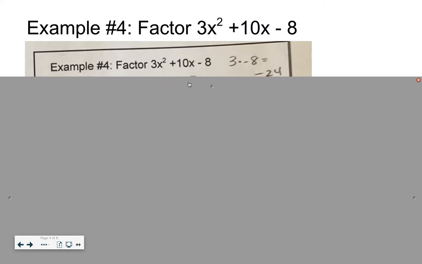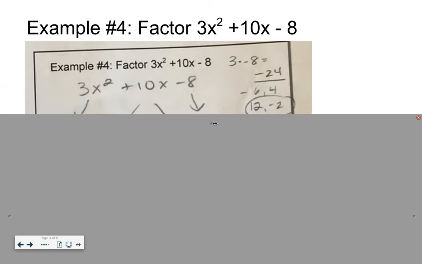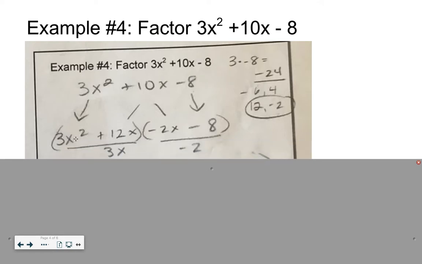All right, last example. This one starts in a similar way. We're doing 3 times negative 8, negative 24. Looking for factor pairs that add to a positive 10. So 12 and negative 2 is the factor pair we want to use. In this case, I decided to put the 12 with the 3x and the negative 2 with the 8. Most of the time, it will still work if you flip them. So I'm going to pull out the 3x for the first one and a negative 2 for the second. Remember, those go in front of the parentheses, and we see what remains.